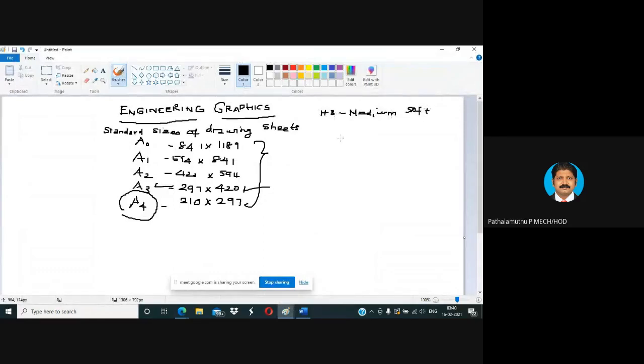H, 2H, 3H represent the degree of hardness in increasing order. B, 2B, 3B, etc. represent the degree of softness in increasing order.